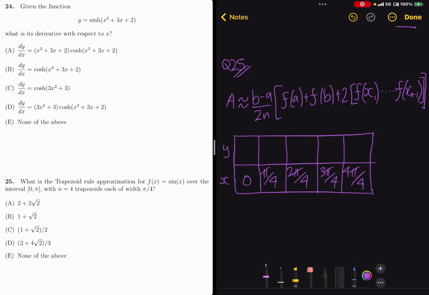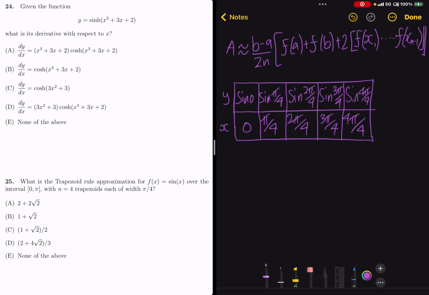Now obviously some of these simplify. I'm just going to leave them like this because that's fine. And then the y evaluations will be sine 0, sine pi on 4, sine 2 pi on 4, sine 3 pi on 4, and then sine 4 pi on 4. Now again, obviously, some of these are cancelable, but we're not going to worry about that for the time being.